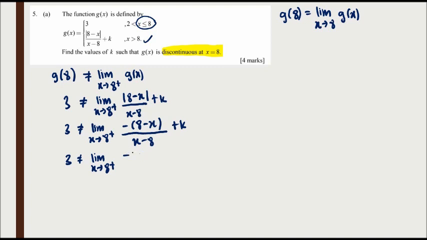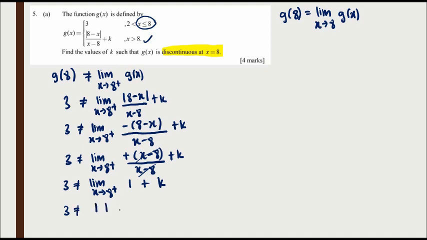How do I write this? That will just be positive x minus 8, and then we divide by x minus 8, plus k. So we are now left with the limit of x approaching 8 from the right. This will just be 1 if we simplify, so we have 1 plus k. Now we don't have any more x terms, so it is just 3 is not equal to 1 plus k.